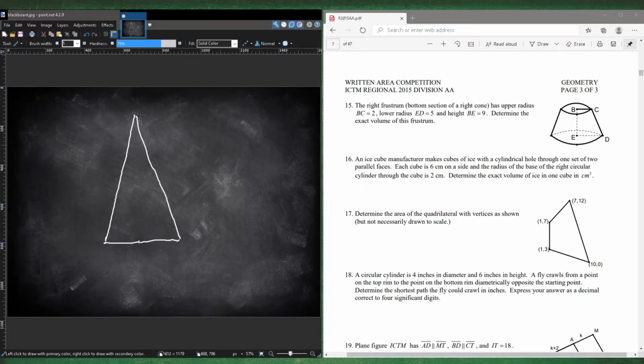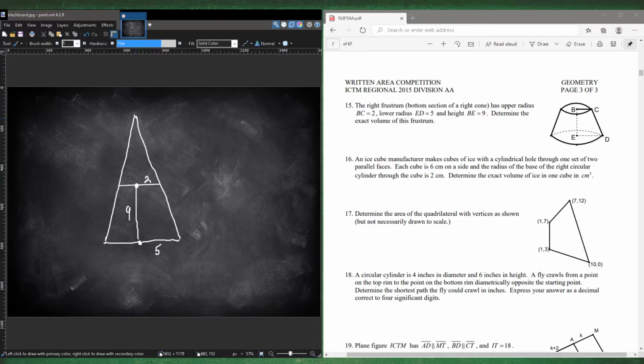So what's the radius of this cone? The radius on the bottom, they said, is 5, and if we cut it right here, parallel to our base, then we have a radius of 2 at BC. So this is BC, which is 2, and we know that BE is equal to 9, so this height is 9. So what could we do to find the volume?